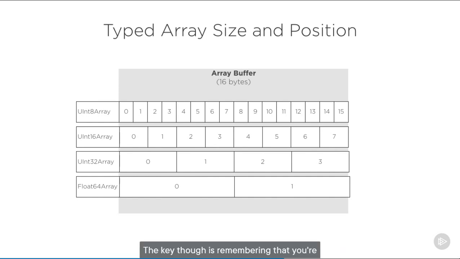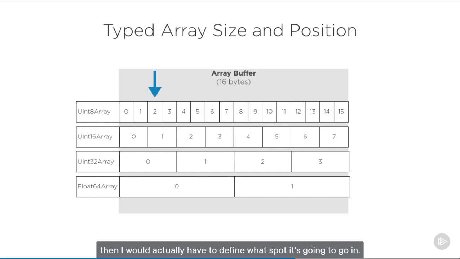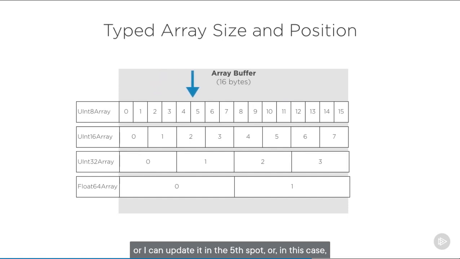The key, though, is remembering that you're communicating to these different spots. And so if I wanted to place a number that's this 8 array here, then I would actually have to define what spot it's going to go in. It automatically creates those spots for me, and all of them start out as 0. But if I want to update a number in the second spot, then I would have to make sure that I update it in that spot, or I can update it in the 5th spot, or in this case, it's the 6th spot because it starts out at 0.